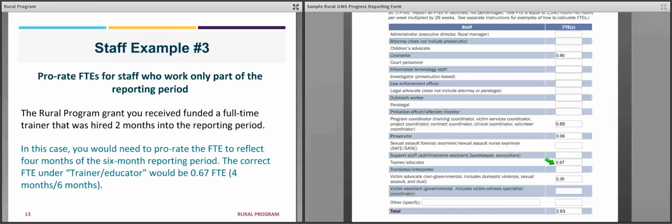calculated by taking 4 months divided by 6 months, because the individual was hired 2 months into the reporting period, so that means they were supported with rural funds for 4 months, so we took the 4 months divided by the 6 months.